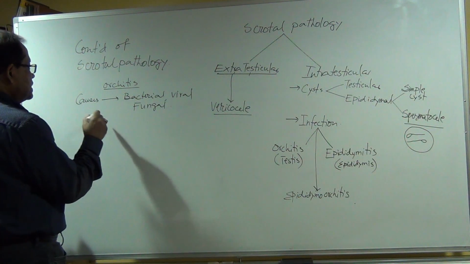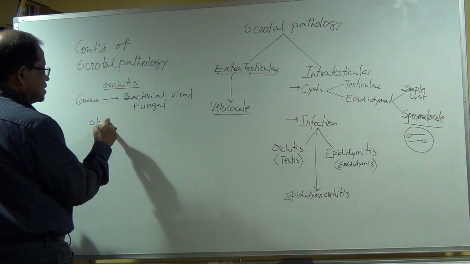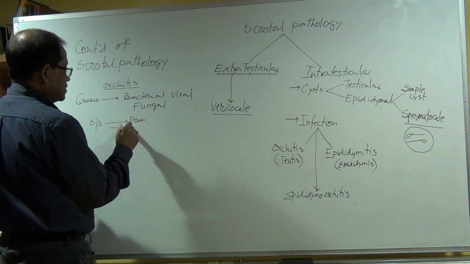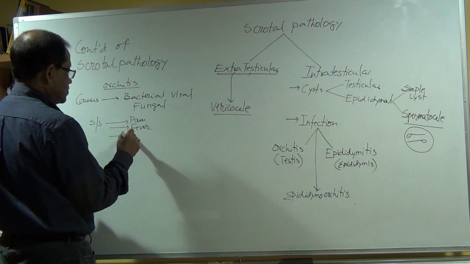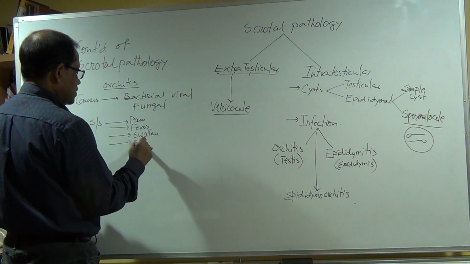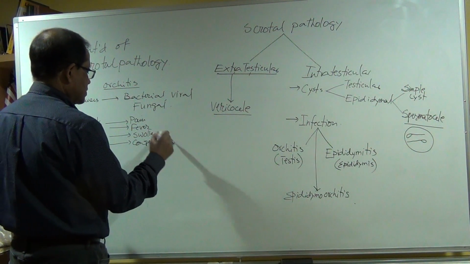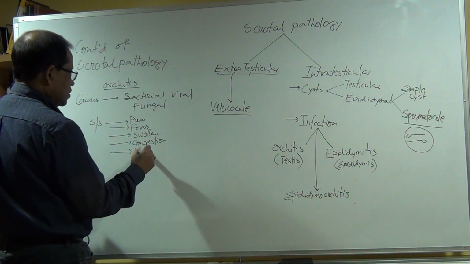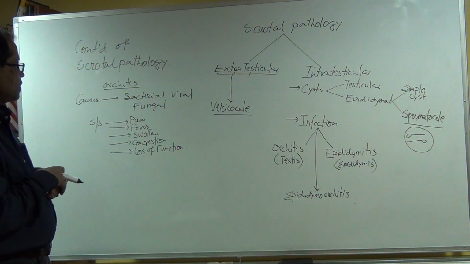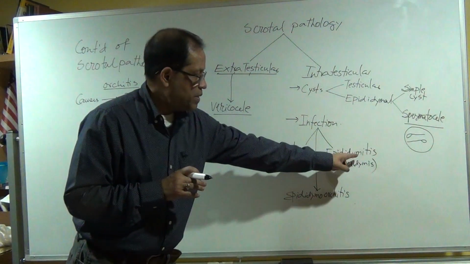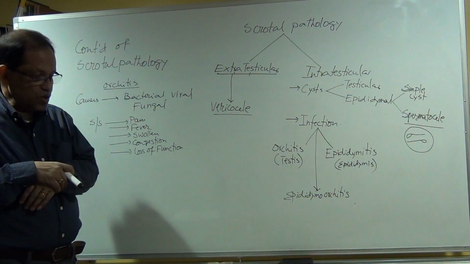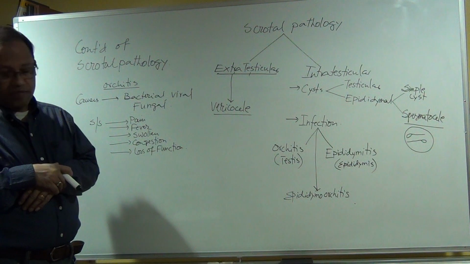So now, what would be the signs and symptoms? Signs and symptoms will be pain, fever, swelling, congestion, color changes, and loss of function. Orchitis and epididymitis, both of them will have the same complaint. It is not clearly identified on physical examination which one is affected.